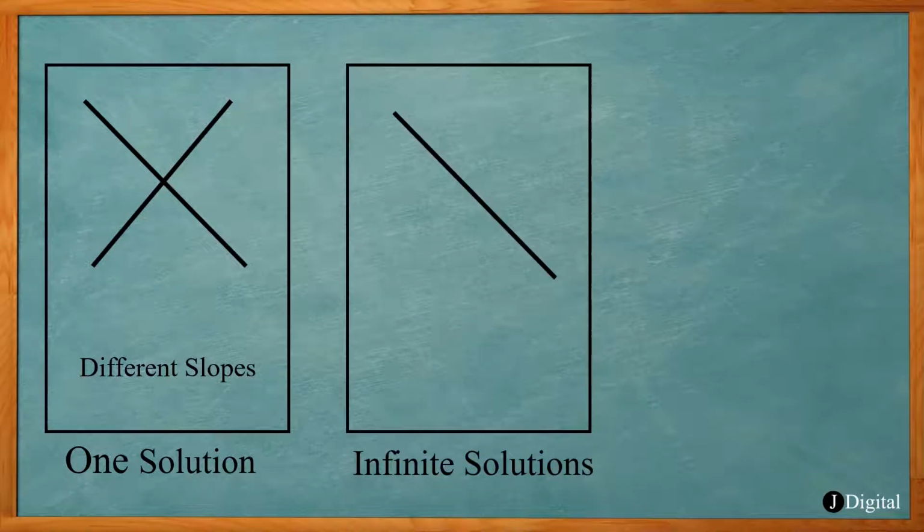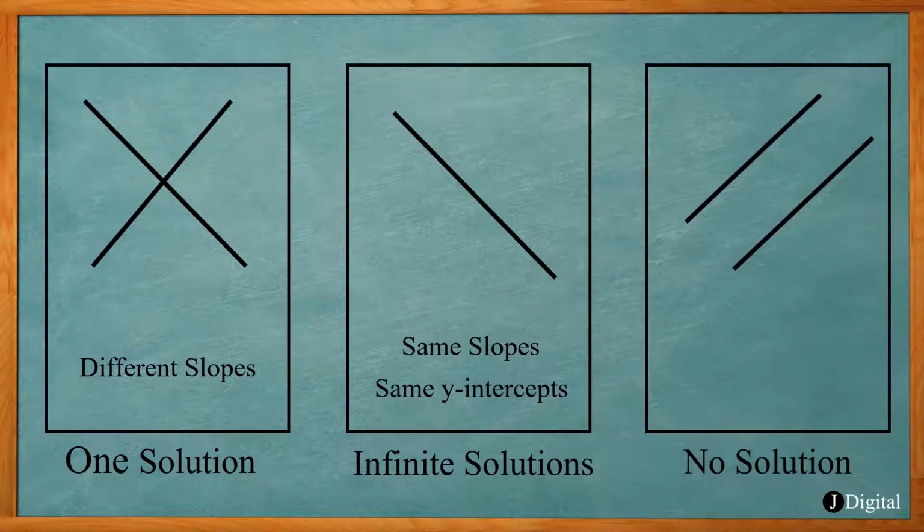Another case is where we have infinite solutions. This is where both lines are on top of each other, so basically the same line. In this case, we have the same slopes and the same y-intercepts. Our third scenario, where we have no solution, is where these two lines will never cross. That's because they have the same slopes but different y-intercepts. So your three possibilities for two lines are one solution, they meet at one spot; infinite solutions, they're the same line right on top of each other; and no solution, where they don't ever meet.